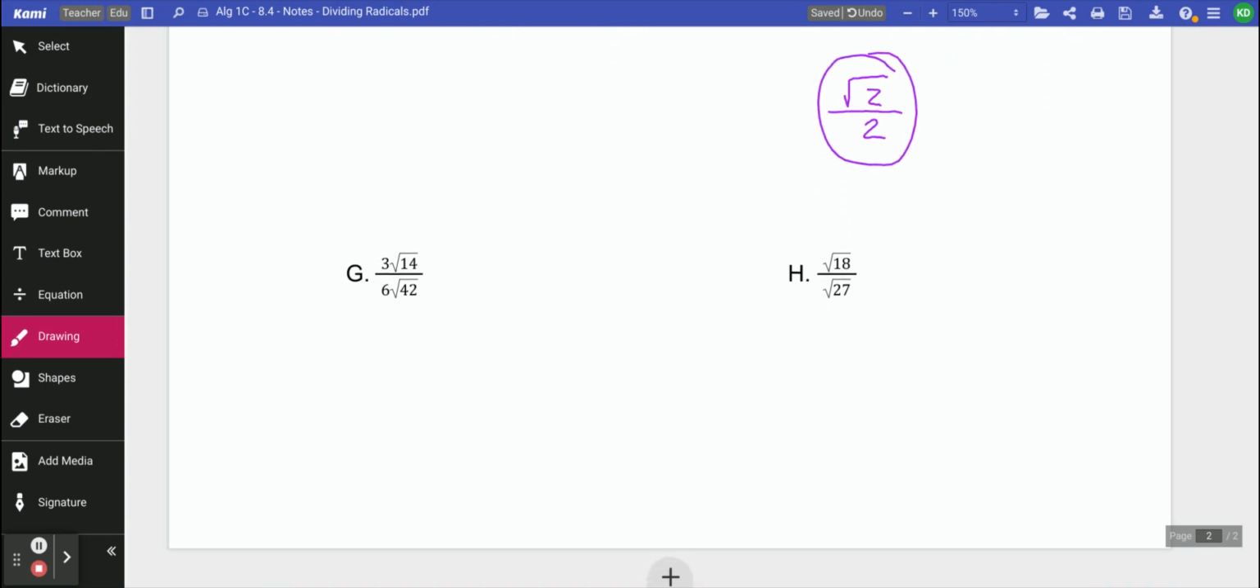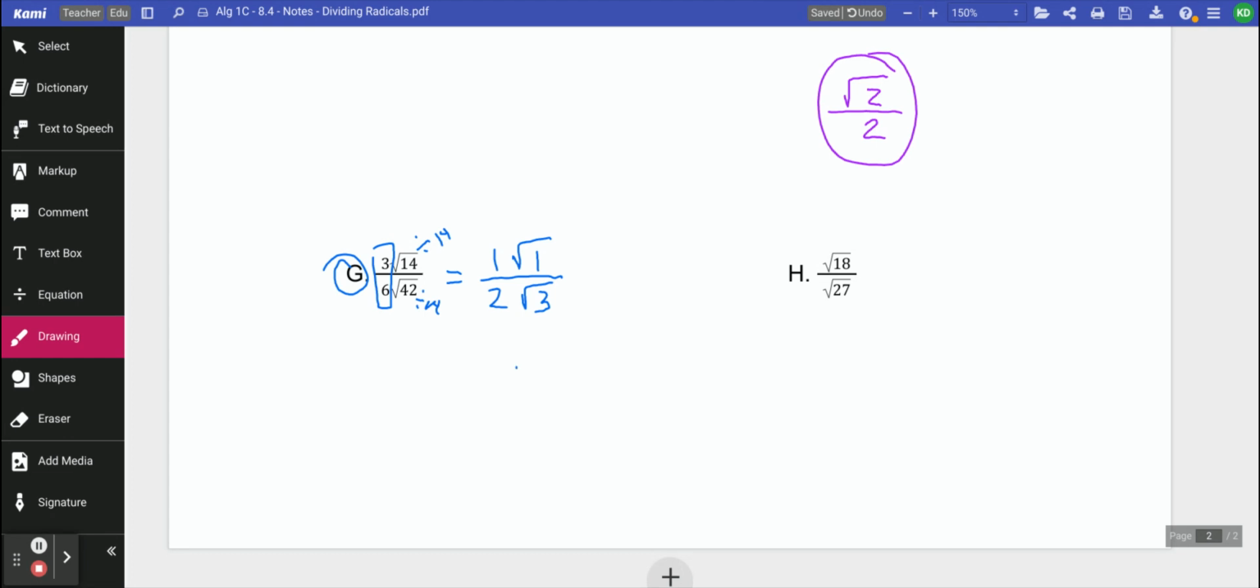If I look down at G, things are getting a little bit more complicated. So again, we want to try to simplify as much as we can before we do that rationalizing step. So I'm going to look at the numbers outside of my radical, 3 over 6. 3 over 6 simplifies to 1 over 2. The next thing I'm going to look at is my radical 14 and radical 42. Those are both divisible by 14. So radical 14, if we divide that by 14, is going to be radical 1, and 42 divided by 14 is radical 3. So already a lot simpler.